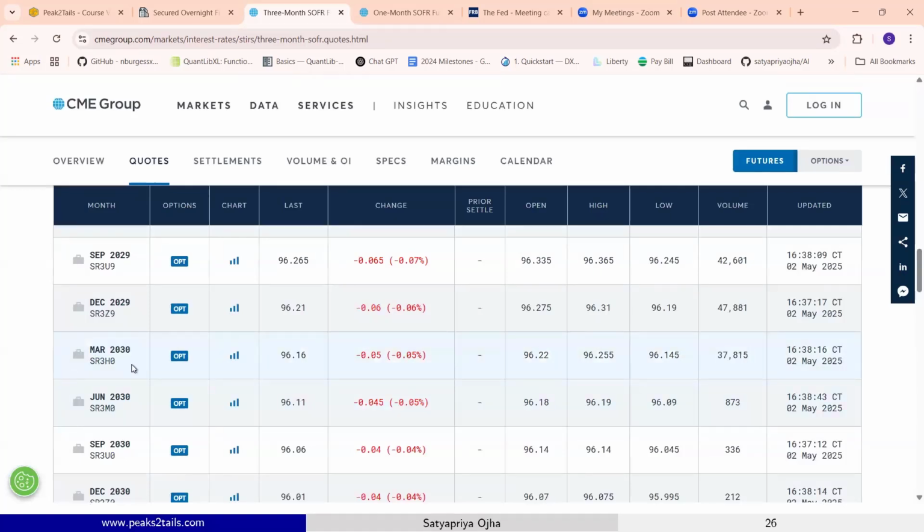March 2030 contracts are all being traded. 2030 March contracts are being traded. Also has good amount of liquidity. This is much ahead in future. Okay, but this rate that is between third Wednesday of March 2030 and third Wednesday of June 2030, it's a pure forward rate, right? Much ahead in the curve.